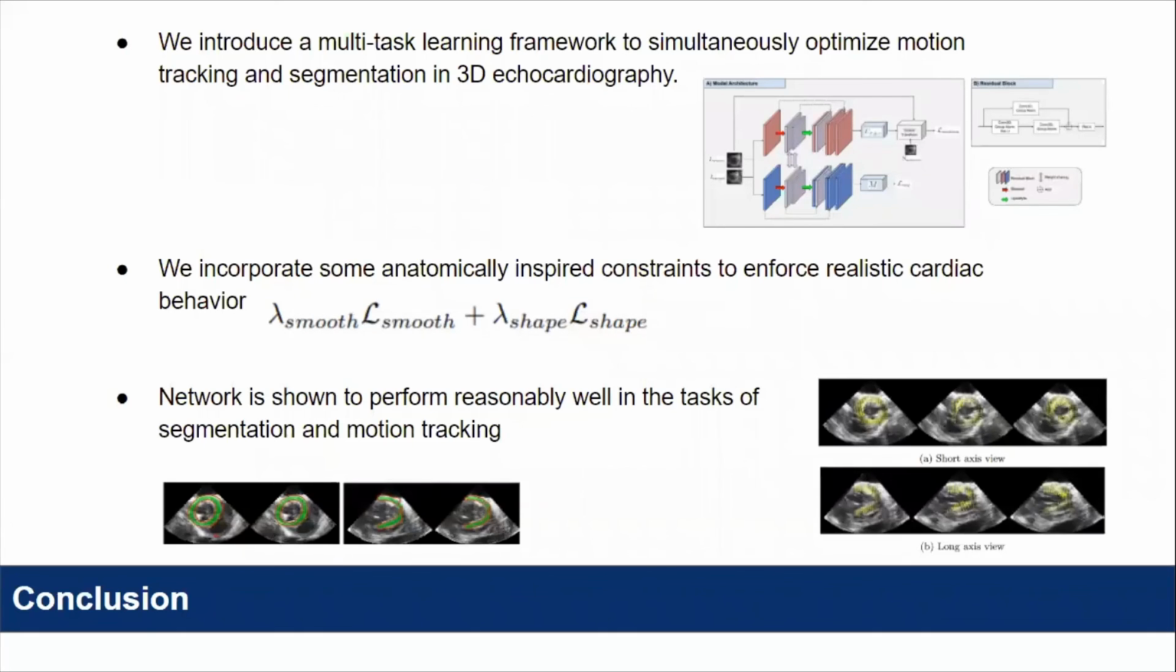So in conclusion, we introduced a multitask learning framework that could simultaneously optimize motion tracking and segmentation in 3D echocardiography. We incorporated some anatomical constraints in the form of motion smoothness and shape consistency in order to enforce realistic cardiac behavior. And our qualitative and quantitative results suggest that the proposed joint model performs favorably against the tasks trained on their own.